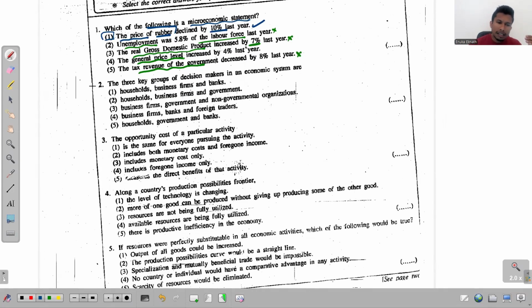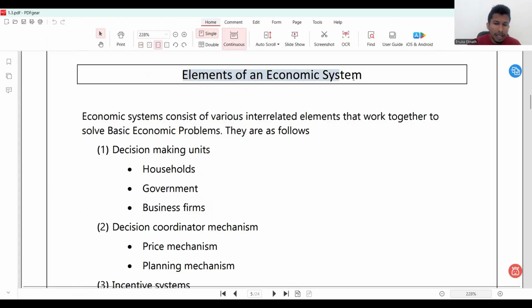Right, now look at the second question. We get: the 3 key groups of decision makers in an economic system are. These things are very clearly mentioned in the tutes. So if I show you the relevant part of the tute for this, look at this tute now. Here you get the elements of an economic system.